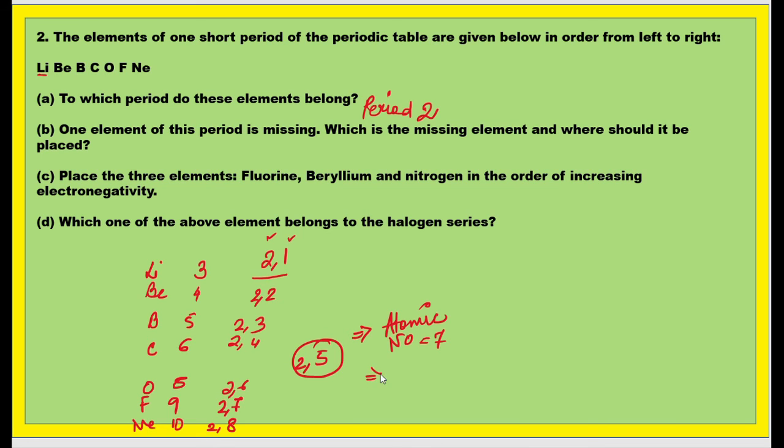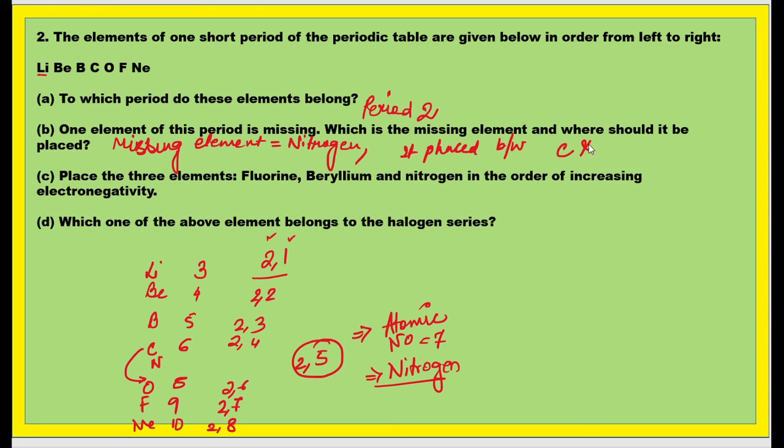Therefore, the element is nitrogen. And where should it be placed? It should be placed between carbon and oxygen. So, which one element is missing? Therefore, the missing element is nitrogen. And where should it be placed? It should be placed between carbon and oxygen.